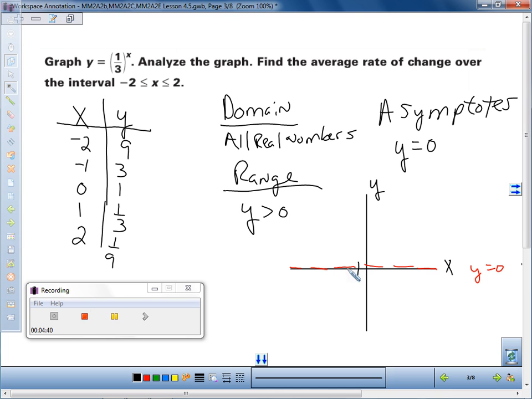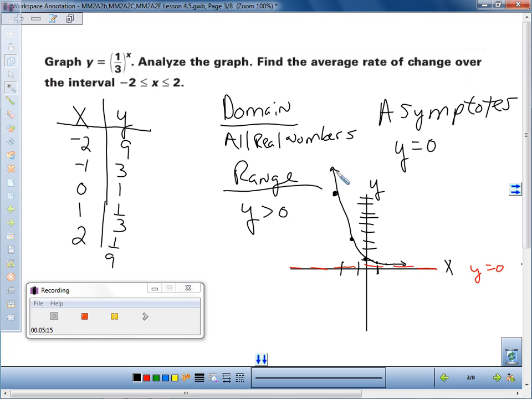At -2, we go up to 9. So somewhere up in here. And then at -1, we go up to 3. And then at 0 we're at 1, and then at 1 over here we're at 1/3. And then we come down a little bit, and so we end up with a curve that's going to come out here. And it'll never be 0. It'll get closer and closer, but it'll never hit 0. Okay, and so that would be an idea of our graph.